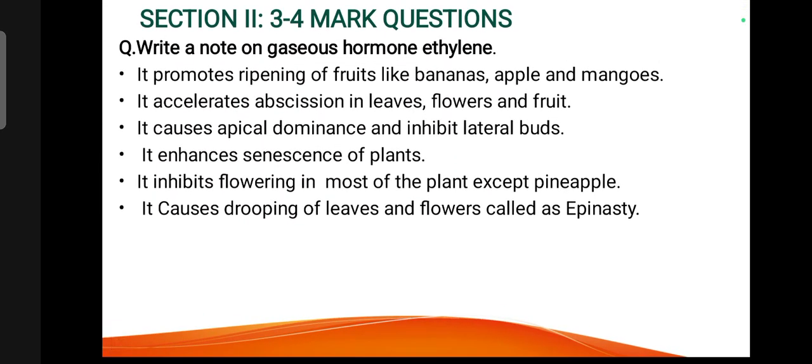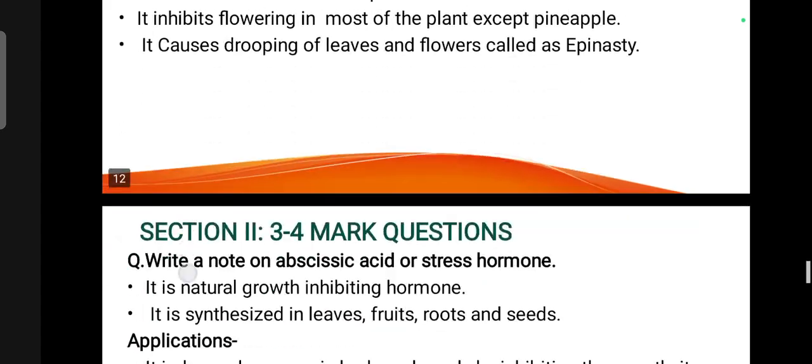Write a note on gaseous hormone ethylene. It promotes ripening of fruits like bananas, apple and mangoes. It accelerates abscission in leaves, flowers and fruits. It causes apical dominance and inhibits lateral buds. It enhances senescence of plants. It inhibits flowering in most plants except pineapple. It causes drooping of leaves and flowers called epinasty.